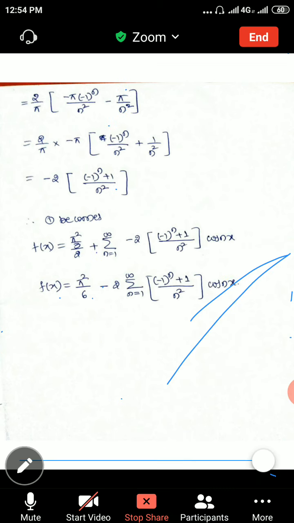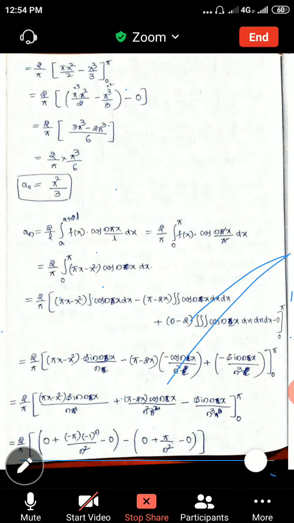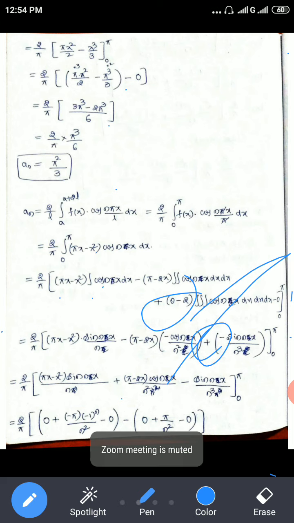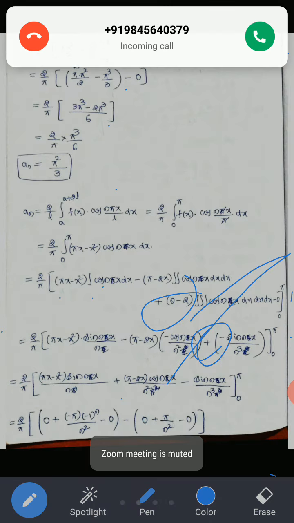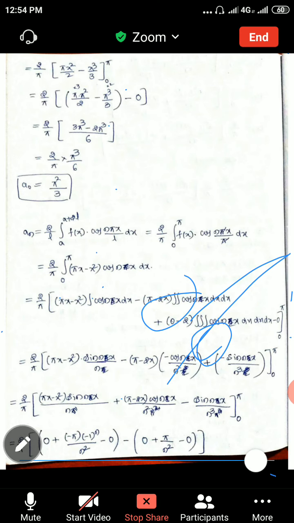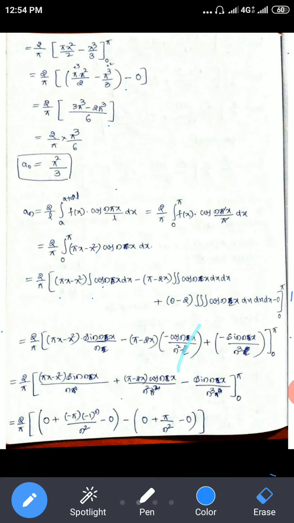And please, one more request: I have missed this minus 2 here. On the total answer it is not at all affecting because of the sign function. So please do the things.